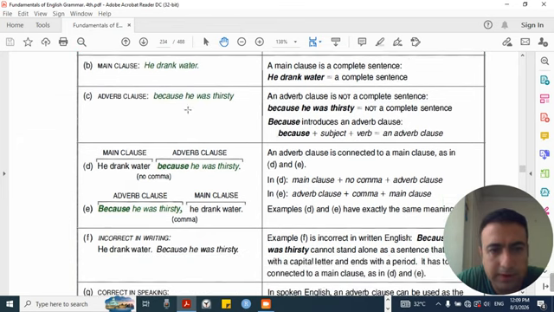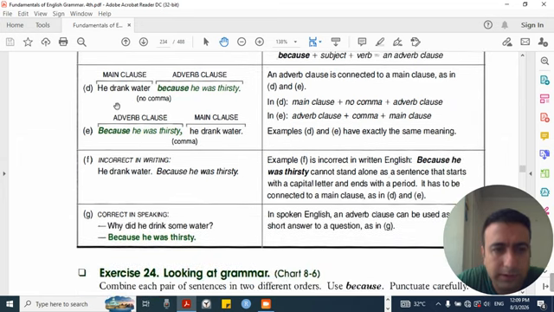C. Adverb clause. Because he was thirsty. An adverb clause is not a complete sentence. Because he was thirsty, not a complete sentence. Because introduces an adverb clause. Because plus subject plus verb equals an adverb clause. D. He drank water because he was thirsty. Main clause, adverb clause, no comma. E. Because he was thirsty, he drank water. Adverb clause, comma, main clause.